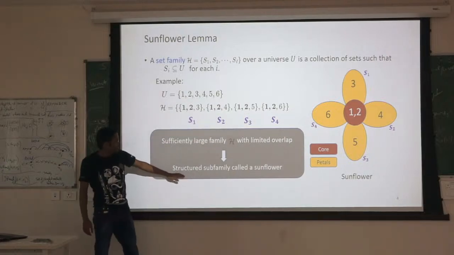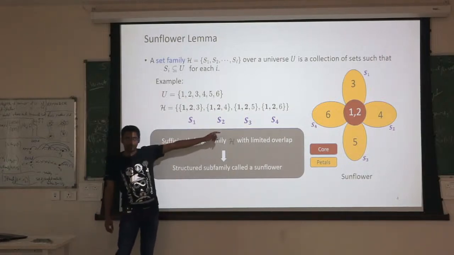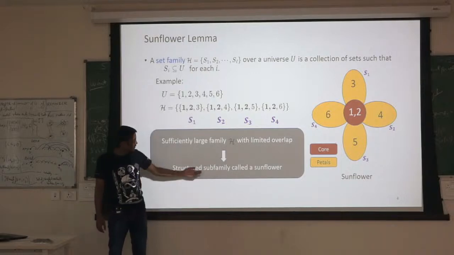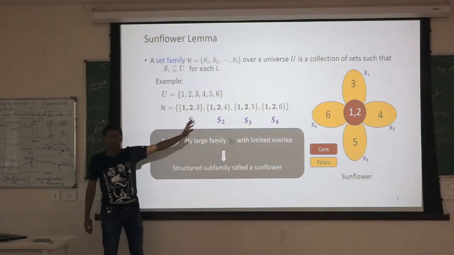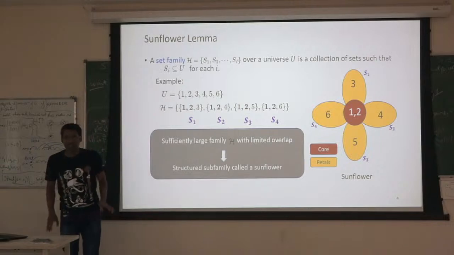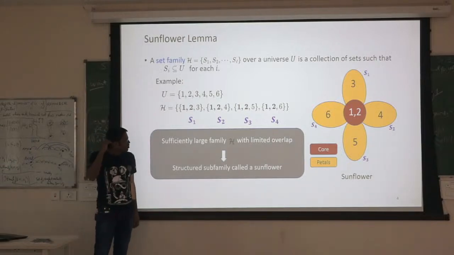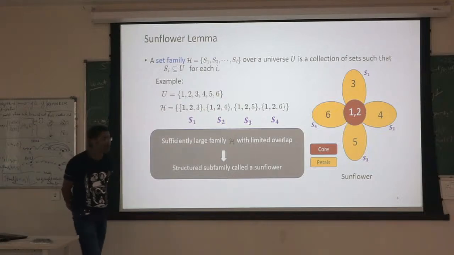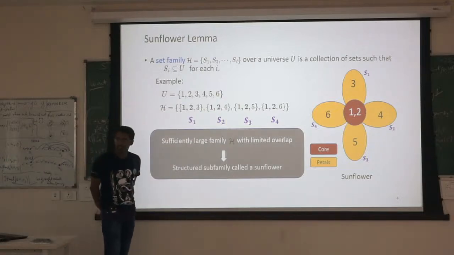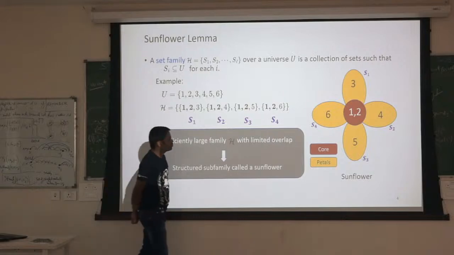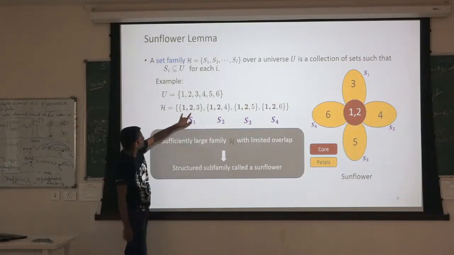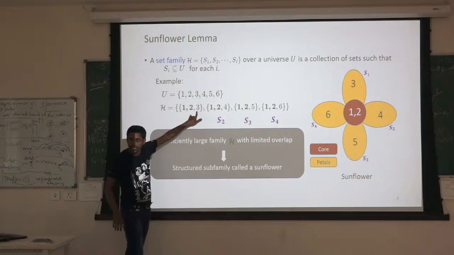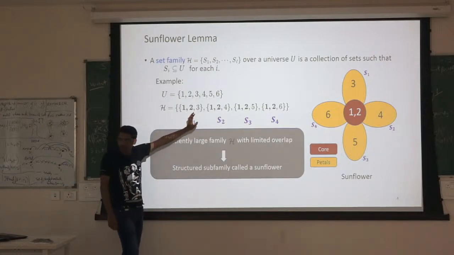Then what it implies is that you will get such a structure called a sunflower. You will get a subfamily of H which forms a sunflower. I will formally define this, but I think it's always good to see things informally so that you get an intuition before I define the formal definition. And we also demand that the sets, except the core, are disjoint.